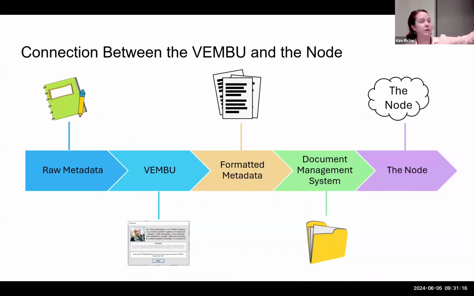So if we look at this very lovely arrow, we start with the raw metadata. That's what you're doing in the field. You come back in, you can use the VEMBU. Like I said, this is not a mandatory thing. This is a choice that some people have adopted. You can enter it into the VEMBU. You export that formatted metadata. So that's your tags and your deployment metadata. Again, no detections. You put it into your document management system. For FACT, that's Research Workspace. For you guys, that's Matos. And then that gets processed up in the node. So that's kind of where it fits in the line.